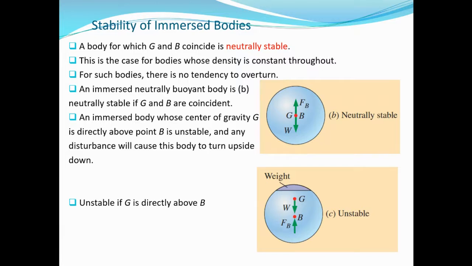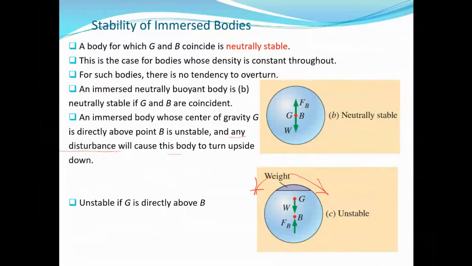Okay, so for this case, no tendency to overturn. So for such bodies, there's no tendency to overturn. An immersed neutrally stable body is stable if G and B are coincident. Okay? And an immersed body whose center of gravity is directly above B is unstable, like in the third case. And any disturbance will cause this body to turn upside down. If it is this way, okay, that is the center of gravity is above the center of buoyancy. So this is unstable. Okay, it may be in equilibrium now, but any slight disturbance, okay, will cause the body to turn upside down. Okay, so it will push it either this way or that way, because the center of gravity is way above the center of buoyancy. So here is unstable if G is directly above B.